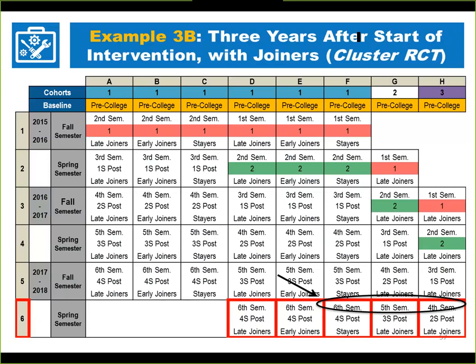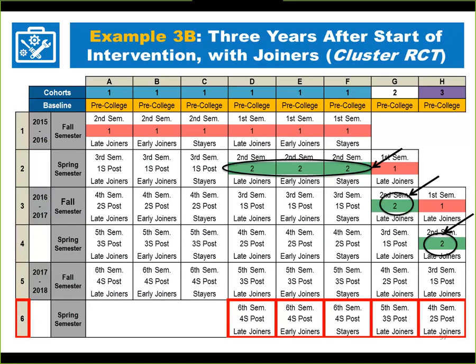Outcomes would be measured at different time points post-intervention. Outcomes would be measured 2 semesters post-intervention for some students, 3 semesters post-intervention for some students, and 4 semesters post-intervention for some students. All students would have had 2 semesters of exposure to the intervention. Okay, and that's all these 3 examples for both versions of the tool.